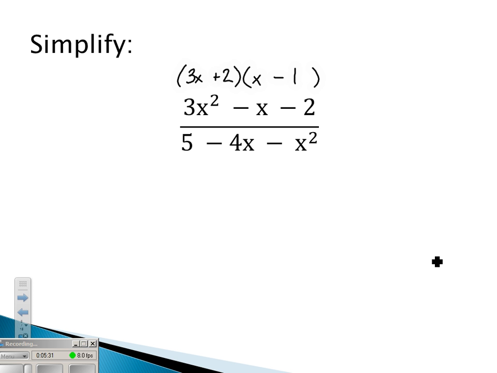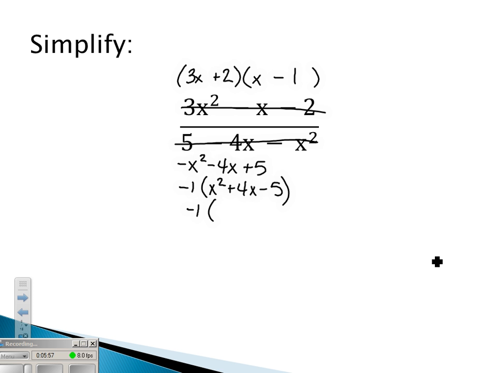Okay, now the bottom. The bottom is not written in the right order. Notice that it's not in standard form, so I'm going to do that first. So I'm just going to rearrange it so it's in standard form. The other thing that's customary to do is to get rid of that negative in your lead coefficient. So I'm just going to pull out a negative 1. And now I'm ready to factor.